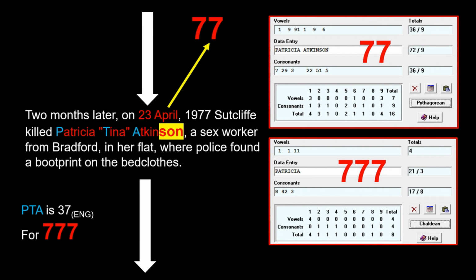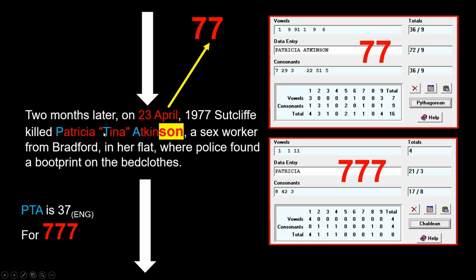So the next victim was the 23rd of April. So 23 plus 4 is 27 for 7-7. And this time he killed Patricia Tina Atkinson. Another one with a son in the name. And he actually left a boot print on the bedclothes. And this is where you'll see, guess what size the boot was? It was a size 7 boot.